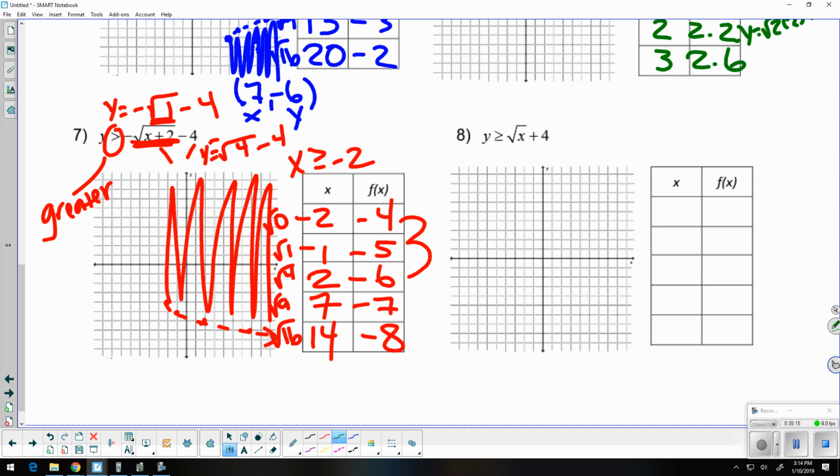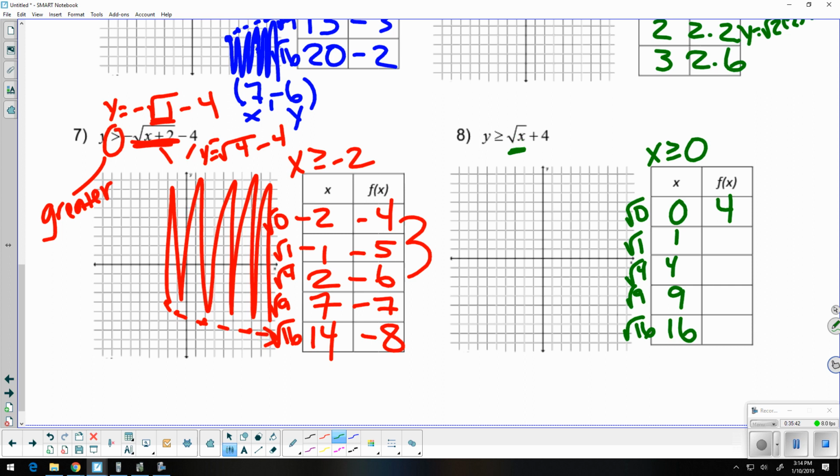Last one. So our h and k value for this one, we want to start at 0, 4. And now choose x is greater than or equal to 0. This one makes it kind of easy too. If you look at the problem, we're just taking the square root of x and then adding 4. So 0 is my starting point, making this 1, 4, 9, 16. So I'm just going to choose 1, 4, 9, and 16.